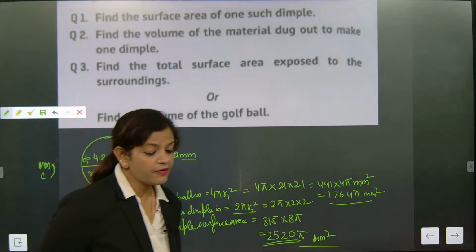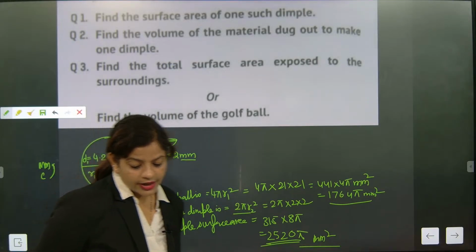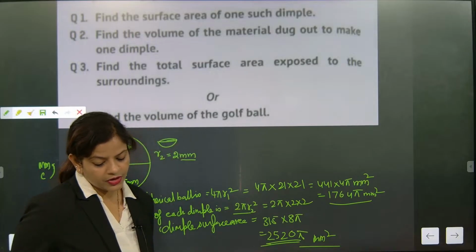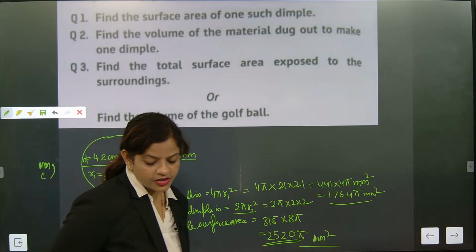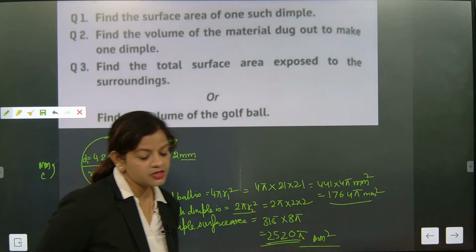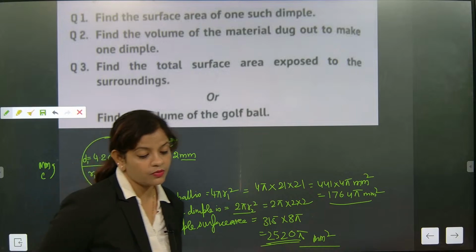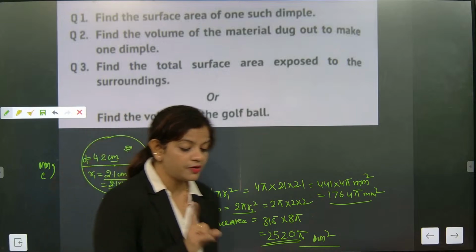Because 315 pi r square will be there. Then 315, because surface area of 315 dimples will be what? Understood. Surface area of 315 circles will be there, and surface area of 315 dimples will be there. That has to be also taken out, because this is not a small question.